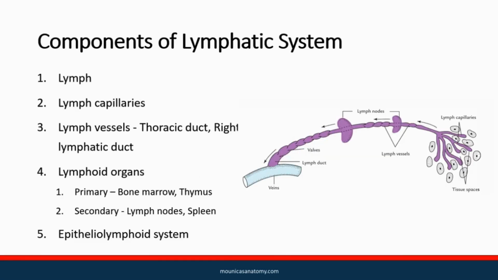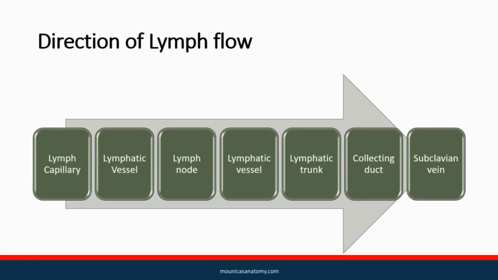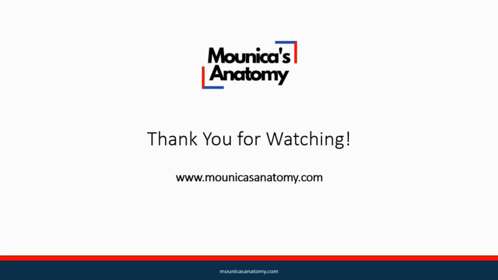Components are lymph, lymph capillaries, lymph vessels, thoracic duct and right lymphatic duct, lymphoid organs. Primary are bone marrow and thymus, secondary are lymph nodes and spleen, and epitheliolymphoid system. Direction of lymph flow is from lymph capillary to vessel, lymph node, lymphatic vessel, lymphatic trunk, collecting duct, and finally into subclavian vein.